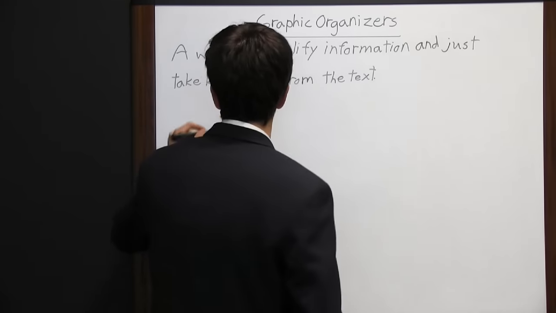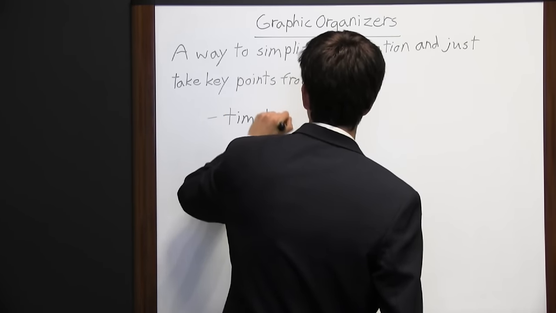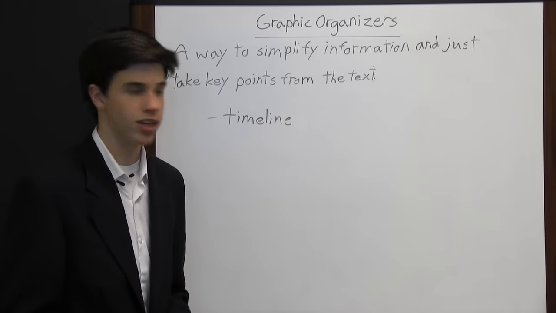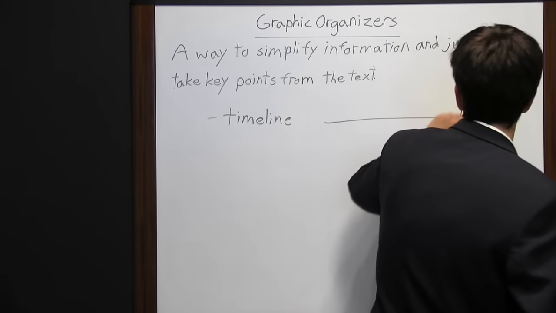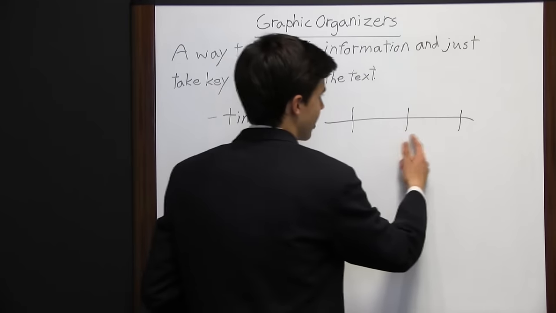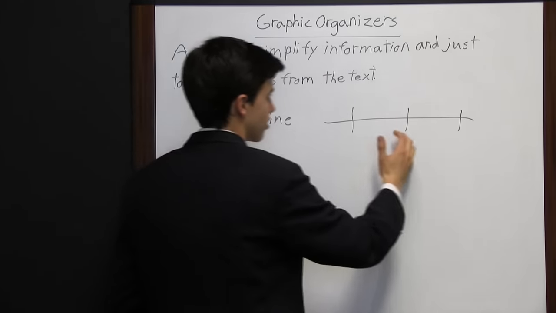So one type of graphic organizer is the timeline. And this helps the reader determine the main points and then determine chronologically when those main points took place, because you're going to have a line here, you have different points, and so main points are going to go under these vertical lines here along the horizontal line depending on when they took place, first, second, or last.